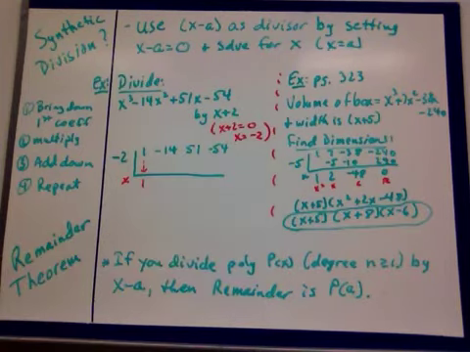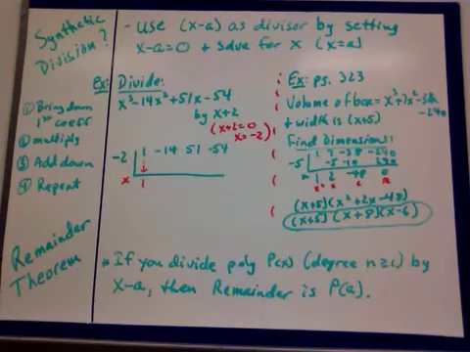We set up synthetic division this way, and this is totally new to you. You haven't done this before. So since I got negative 2 for my x, that's what's going to go out here. That's what I'm going to divide by. And then I'm going to rewrite the coefficients. 1, negative 14, 51, negative 54.